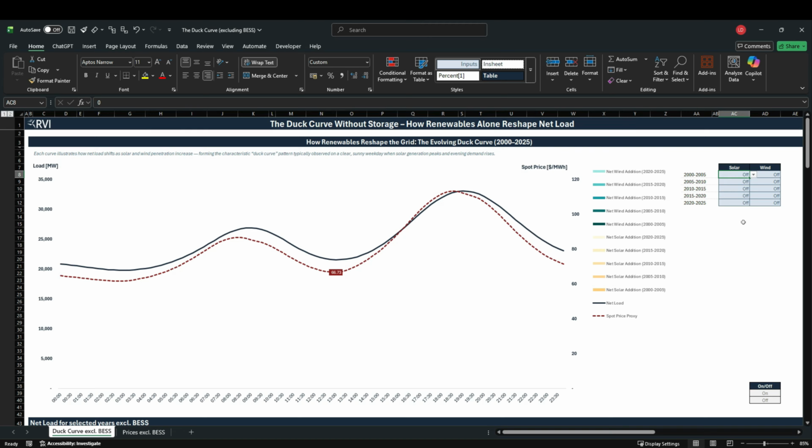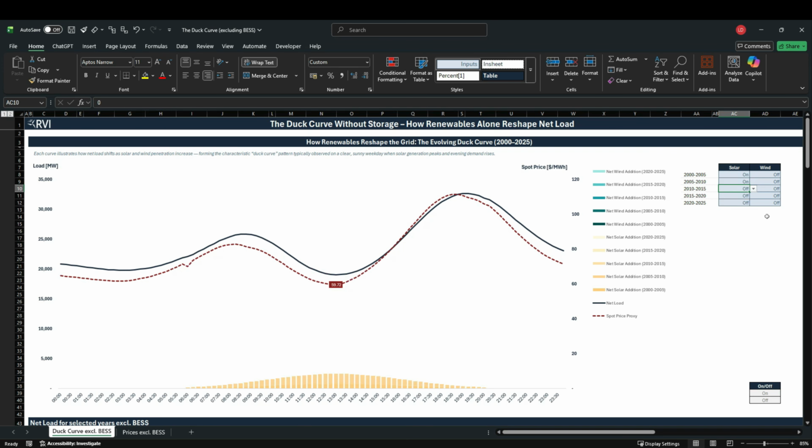This is the live duck curve model for a typical 24-hour period. The dark line shows net load, and the dashed line is a simple spot price proxy based on a marginal plant. Right now, all solar and wind build-out switches are turned off, so what you're seeing is the baseline shape of a fossil-dominated grid. Let's start adding solar, one build-out period at a time.